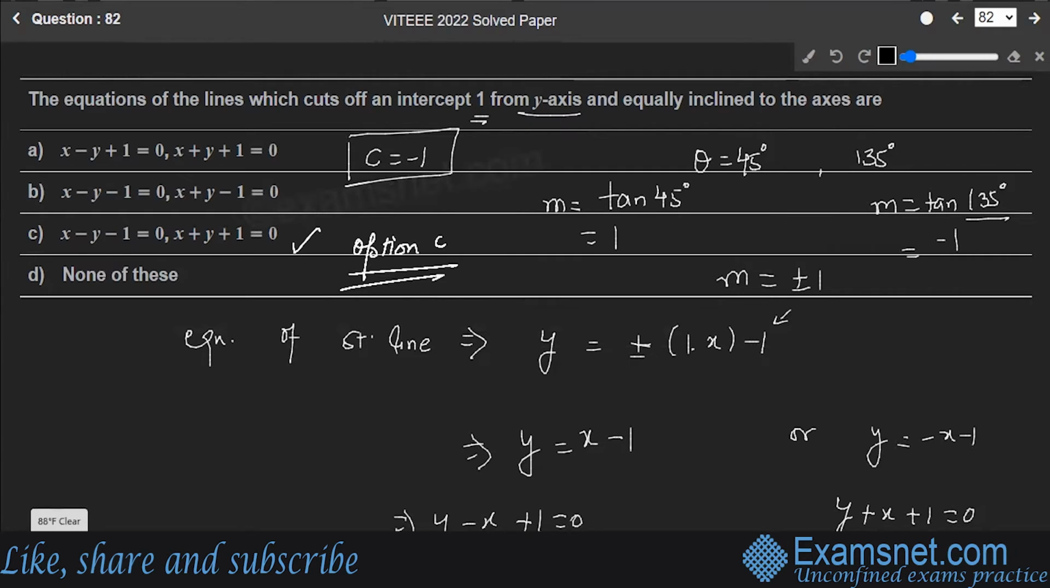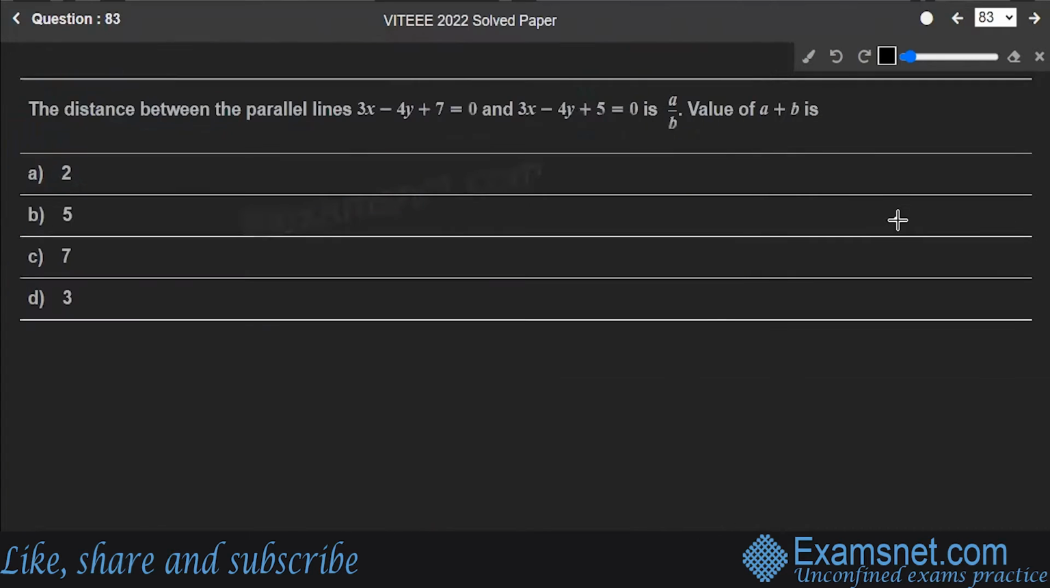Hope you understood. Let's move to the next question, number 83. Distance between the parallel lines 3x minus 4y plus 7 is equal to 0 and this is a upon b. Then what is the value of a plus b? So you are given the parallel lines as 3x minus 4y plus 7 is equal to 0 or 3x minus 4y plus 5 is equal to 0.